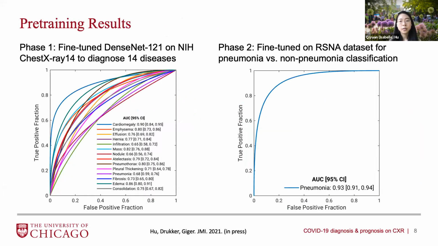In phases 1 and 2, the model was evaluated on the original held out test sets specified by the 2 public databases that we used. These figures show the classification performance that we achieved, which were similar to those in recent publications on these 2 datasets.